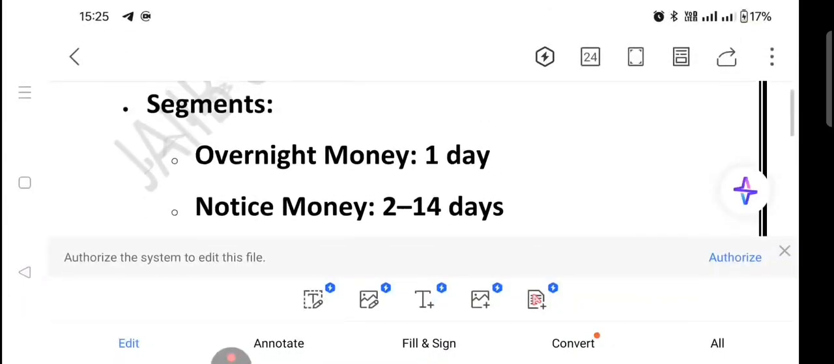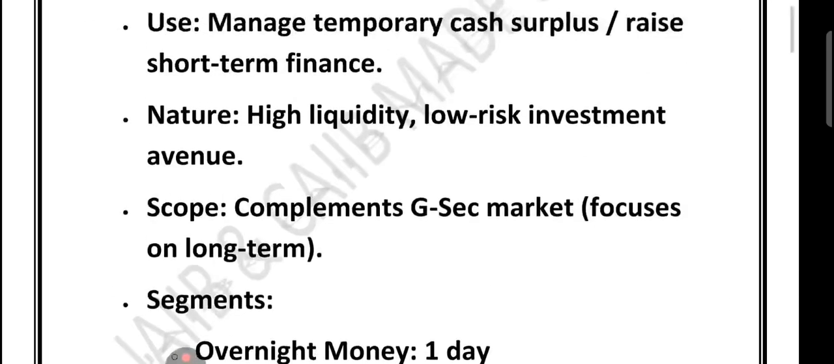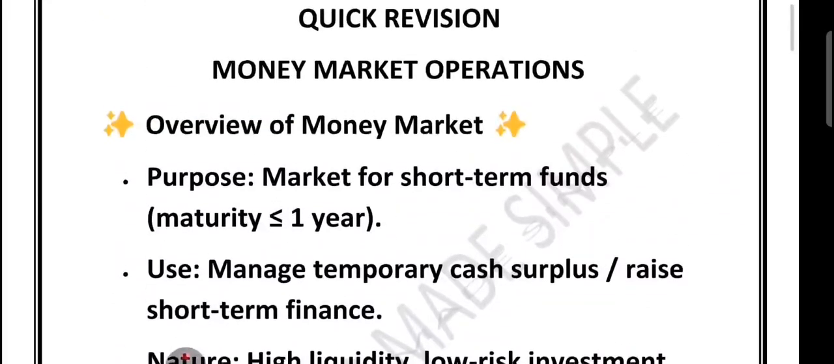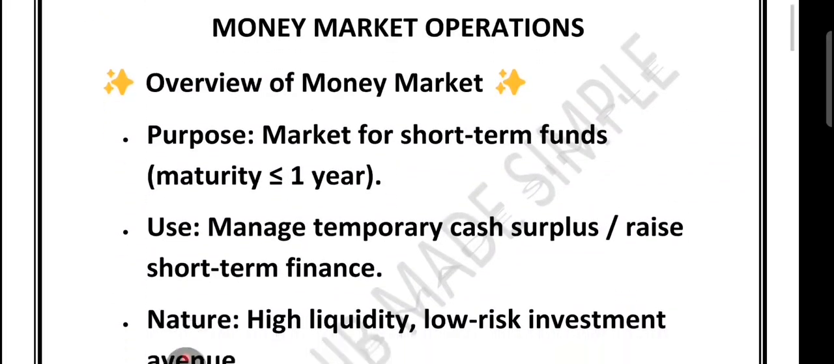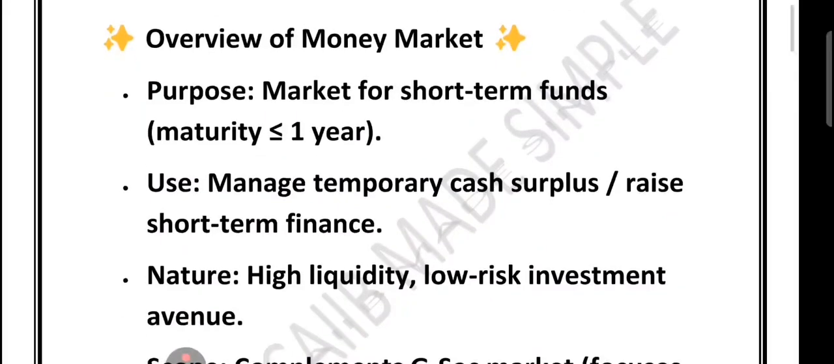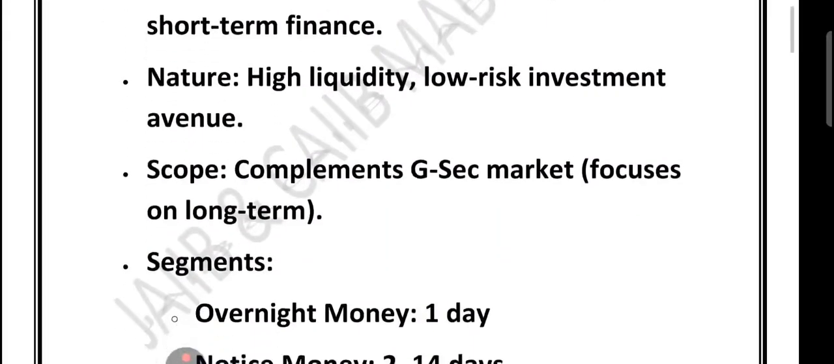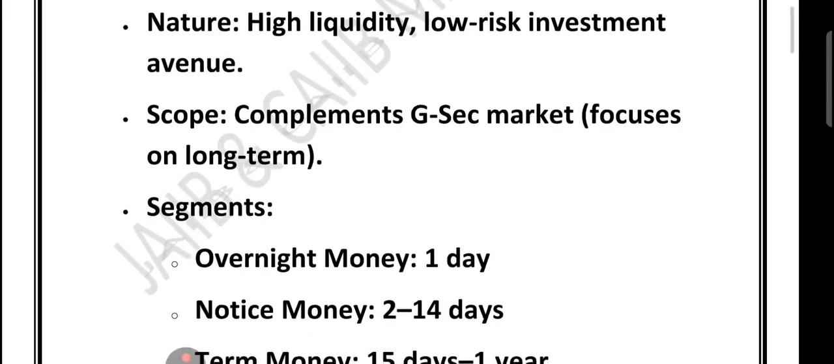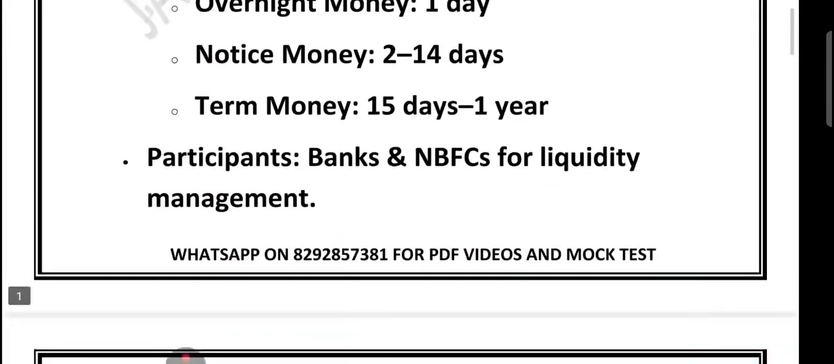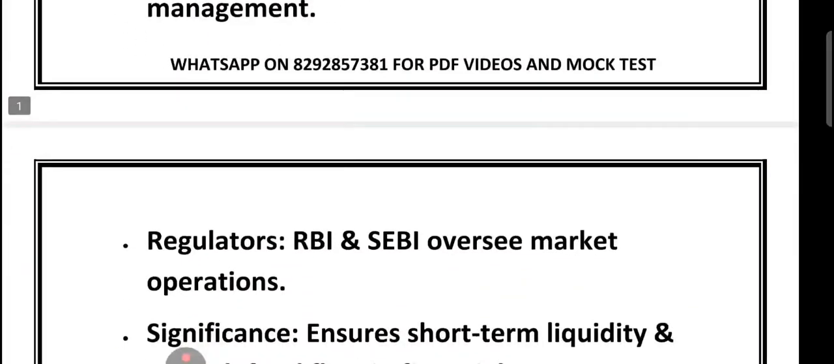So what we learned from this particular slide, let me summarize the points. It deals with short-term funds, which means less than 1 year, highly liquid, low risk, used for managing temporary cash needs, regulated by RBI and SEBI, and they keep the financial system stable and liquid. These are the key points, please keep them in mind.